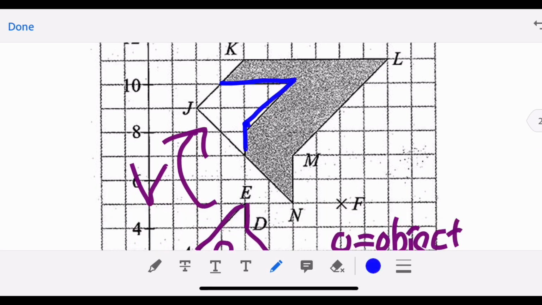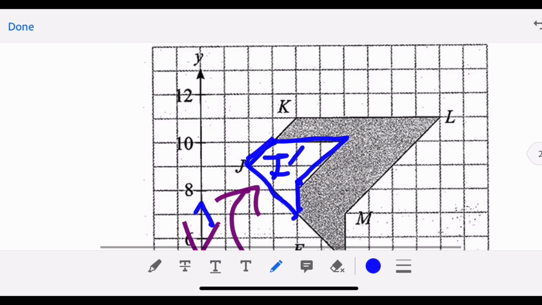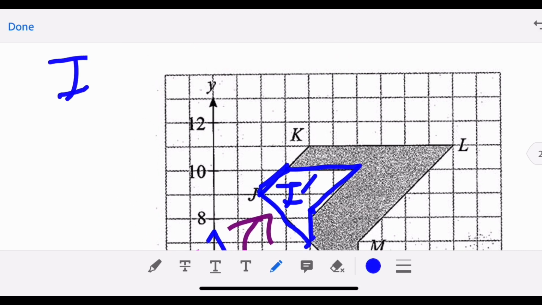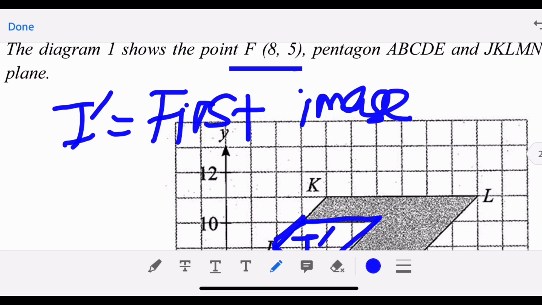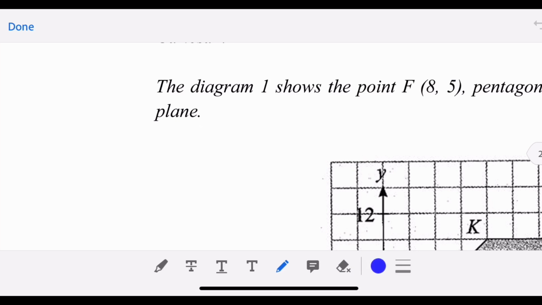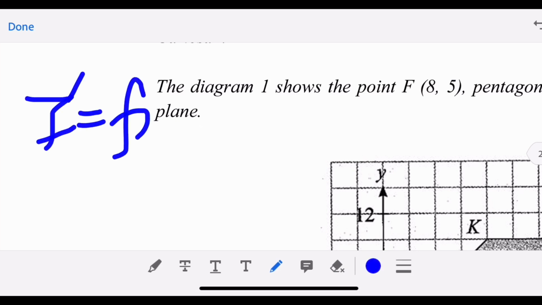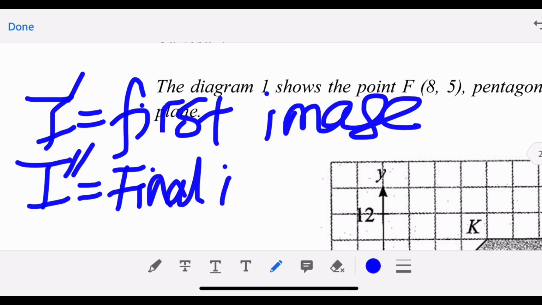So I will highlight the first image using the blue highlighter. Always use the highlighter in exam so that you are in focus. That is my first image. I wrote I prime, because I prime means the first image. The prime, the apostrophe, means first image. If I put 2, it means second image, or final image. So let's define: I prime is the first image, and I double prime is my second image. So our final image.